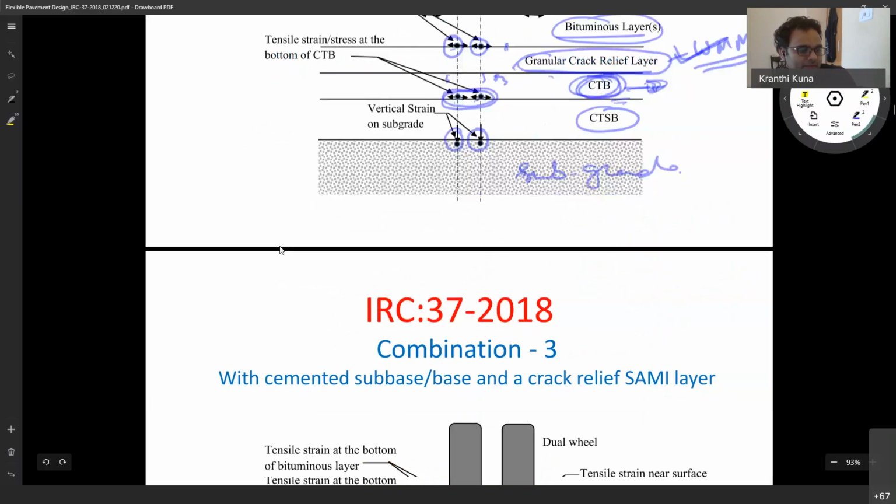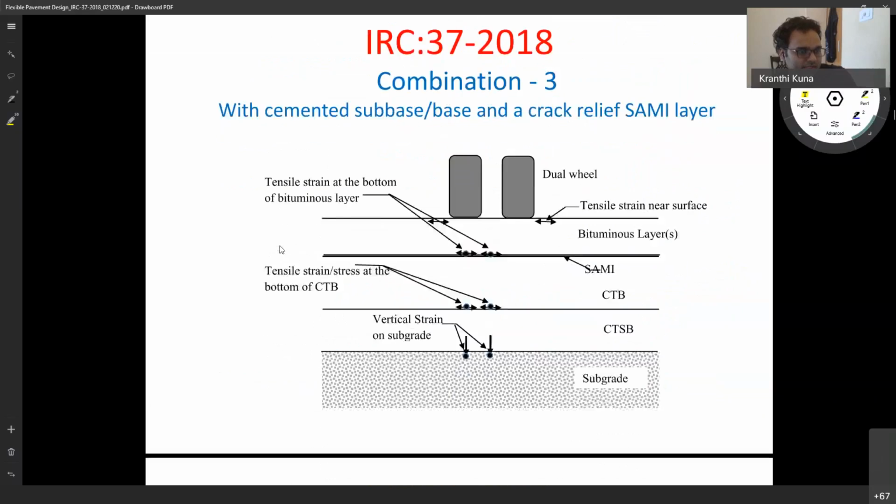And there is a third one. It is exactly the same, but instead of a granular crack relief layer, we have a SAMI layer. SAMI stands for stress absorbing membrane intermediate layer. That is basically what a SAMI layer is.